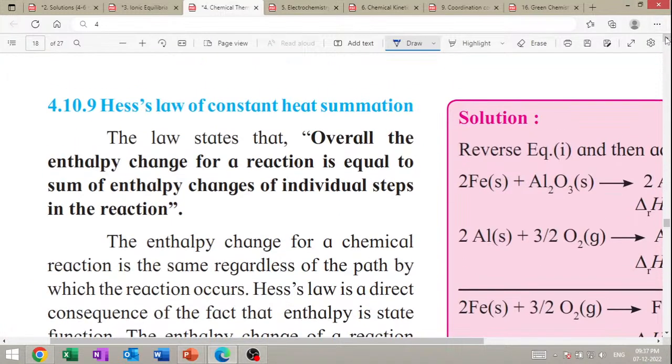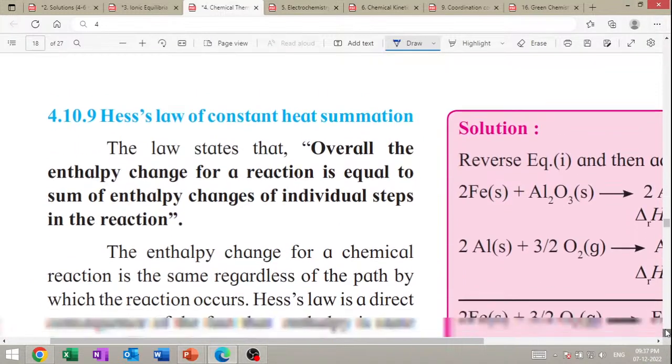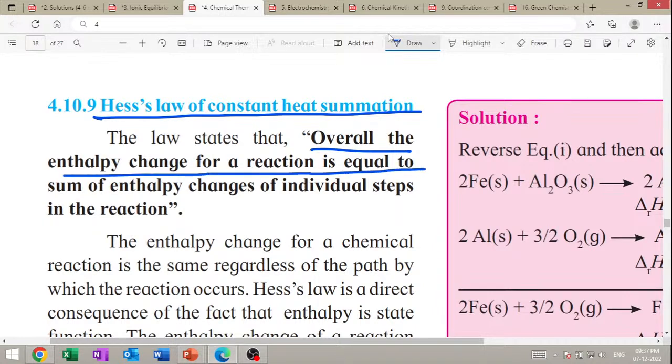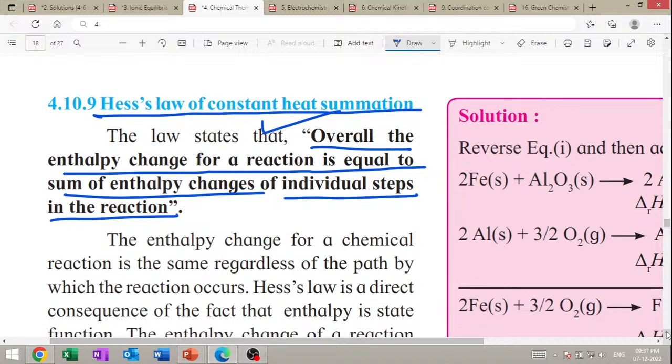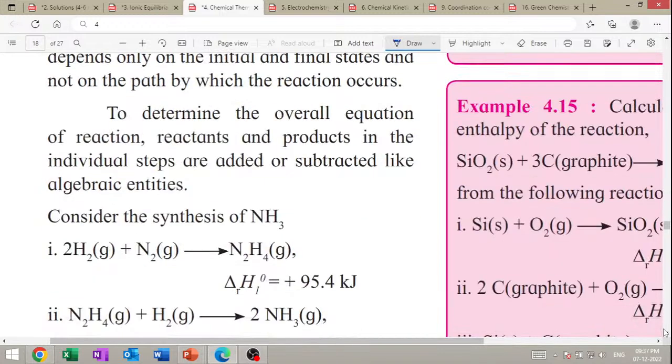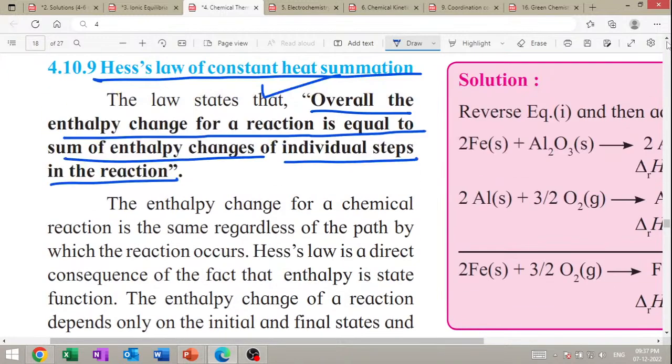Yes, this is Hess's law of constant summation. This is the statement. Overall, the enthalpy change for a reaction is equal to the sum of enthalpy changes of individual steps in the reaction. Yes, this is a statement for 1 mark. Just write only the statement for 1 mark.